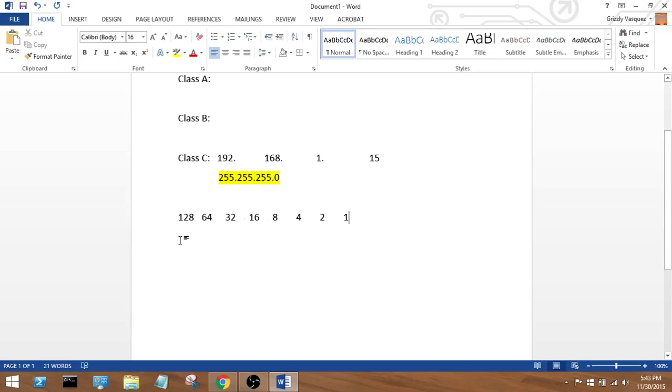What numbers, starting from the left, can you add to get 192? Well, right off the bat, you know that 128 plus 64 equals 192, right? So basically, only these two need to be turned on. All the rest of these are going to be 0. There. So now we have our first octet. So for 192, the octet looks like that. Okay? So you can even do the math. 128 plus 64 is 192. Bam, right here, 192. So this is our first octet, right?